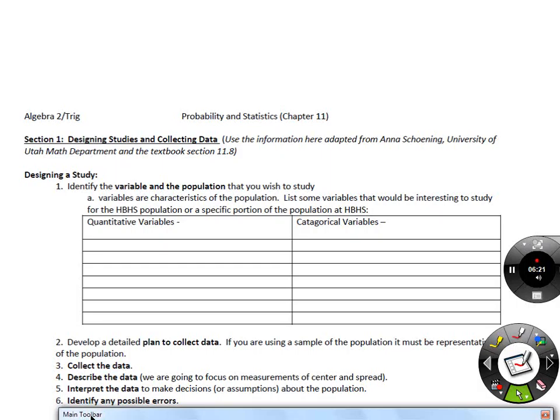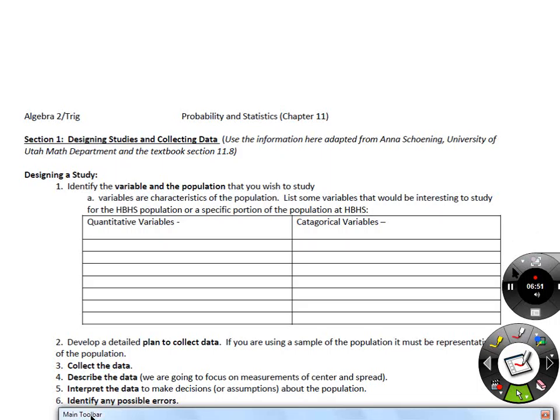Okay, so that's quantitative. So what's a question that wouldn't be quantitative? Andrew? Your favorite color. So favorite color would be something that is categorical because they're just kind of picking a category rather than giving you a number. Okay? Does that make sense to everybody? All right, so take a couple minutes with your group and brainstorm things that you think would be interesting to study about Huntington Beach High School students, some that are quantitative and some that are categorical.